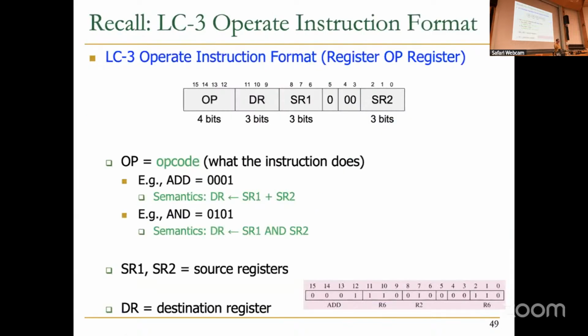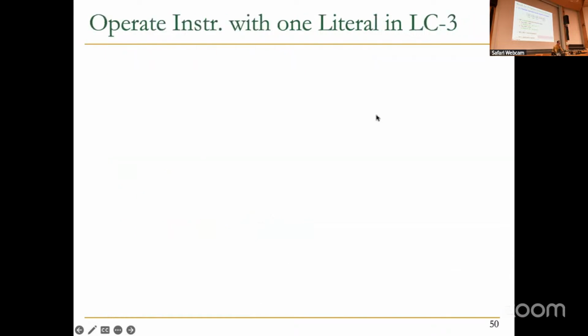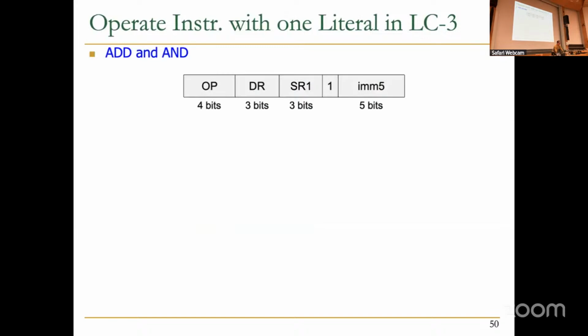So recall, we have seen this already. This is a register to register operation. And if the opcode is add, this is in LC3, if the opcode is 0001, you add source register 1 to source register 2 and store the result in destination register. If it's AND, you do bitwise AND between source register 1 and source register 2. Okay, you've seen this before yesterday. Now let's take a look at how this is done with immediates.